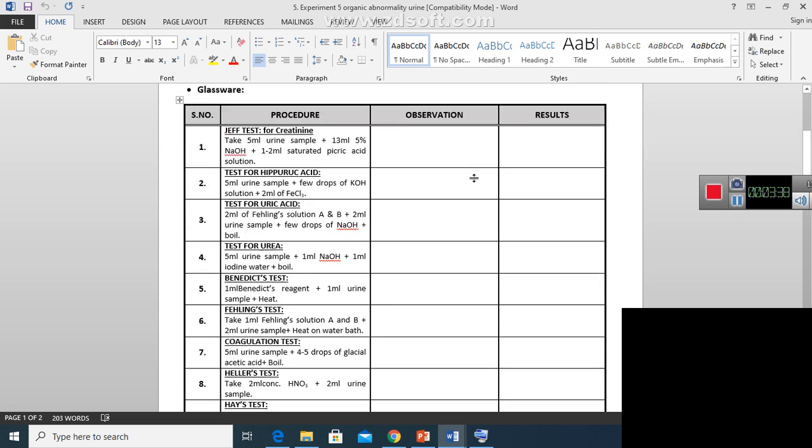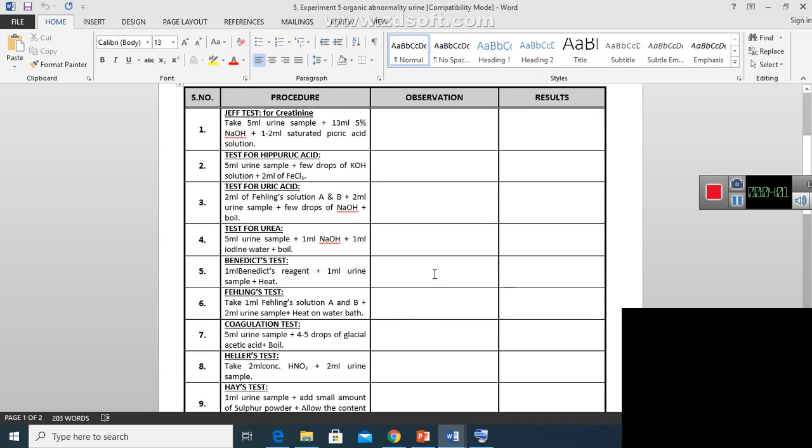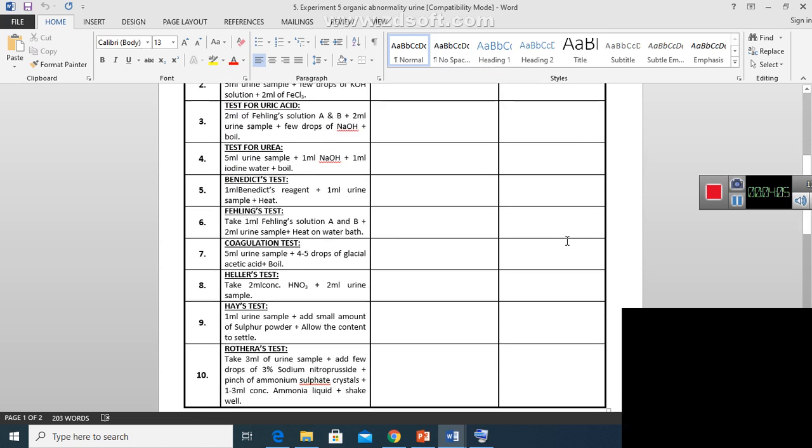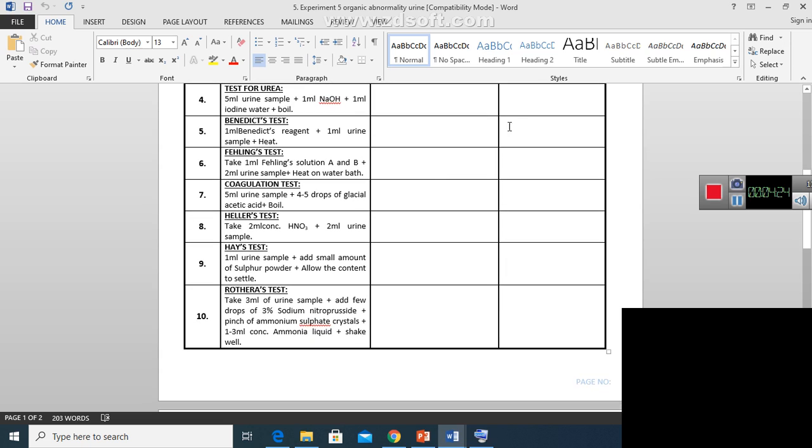Then we write our observation and result. To find out the urea in the urine, we perform the urea test. For this we take 5 ml of urine sample, 1 ml of NaOH, and 1 ml of iodine water. We mix all these in solution together, and then we boil it. We write the observation and the result here. To perform the Benedict test, we take 1 ml of Benedict reagent and 1 ml of urine sample, mix these together, heat it, and then write the result and observation in the respective sections.